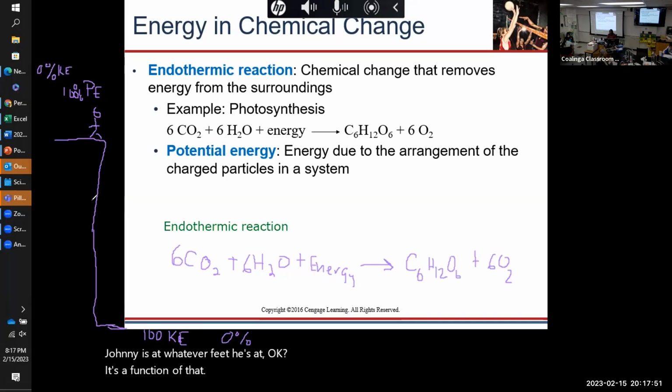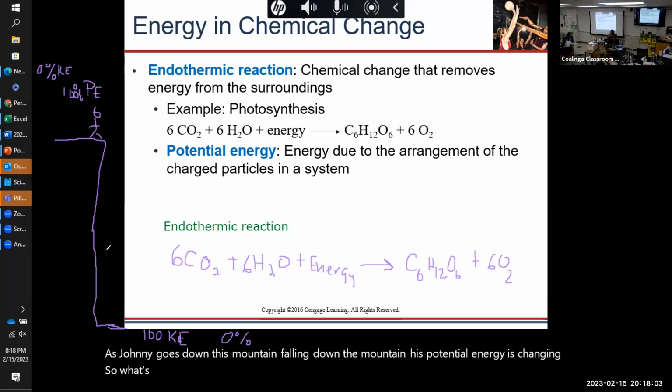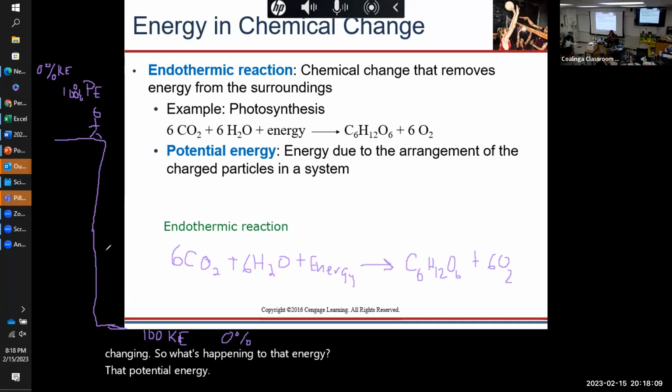If Johnny came down and jumped from here, he's not going to have the same amount of potential energy that he had up here. As Johnny falls down the mountain, his potential energy is changing. So what's happening to that potential energy? Okay, so his potential energy is decreasing. Then what must be happening to my kinetic energy? Increasing. It's increasing, right?